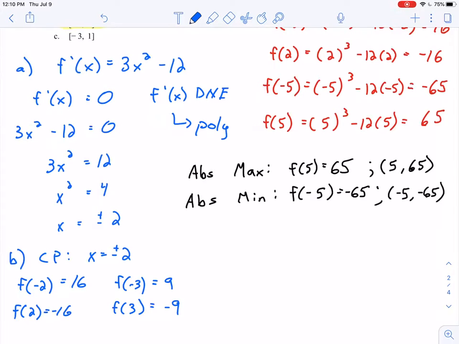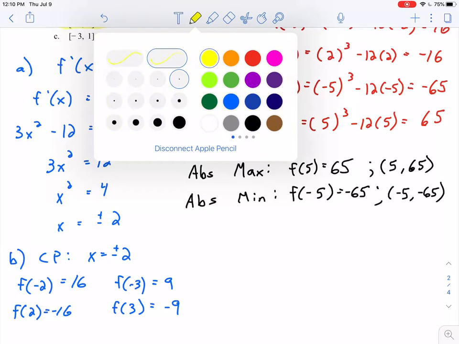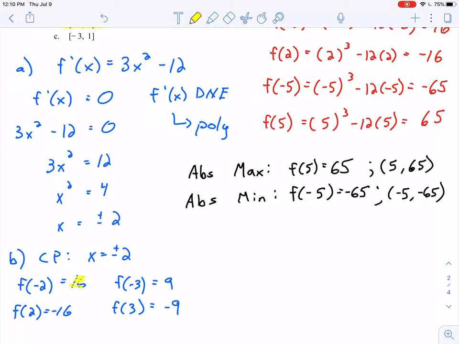So I want to pick the highest y value and the lowest y value. Well, the highest y value is 16. So 16 is my absolute maximum. It occurs at negative 2. And my lowest y value is negative 16. That occurs at positive 2. So if I wanted to summarize this problem, I have an absolute max at f of negative 2 equals 16, and an absolute minimum at f of 2 equals negative 16.